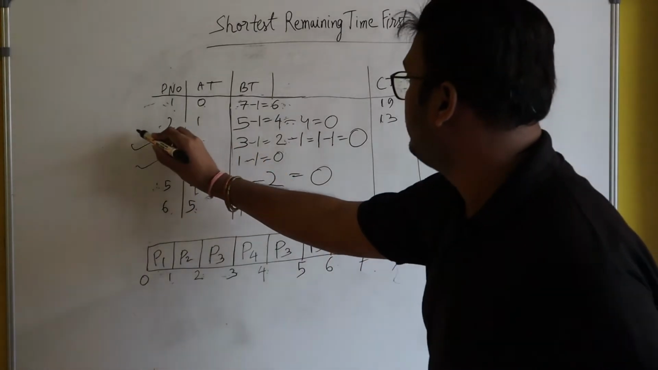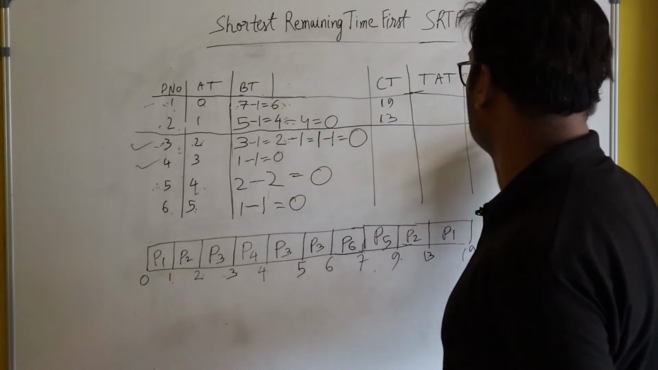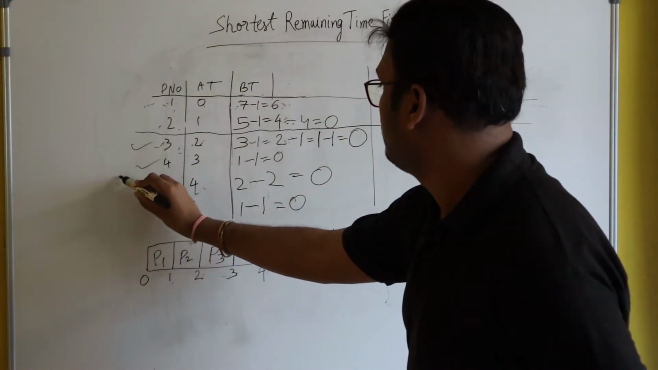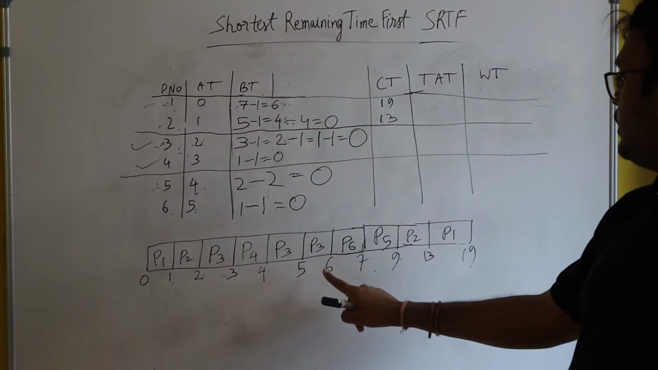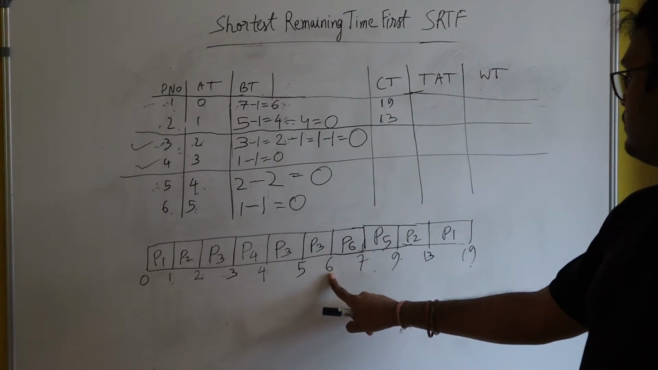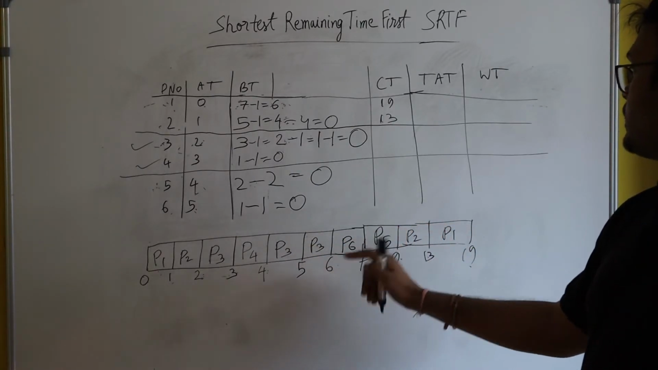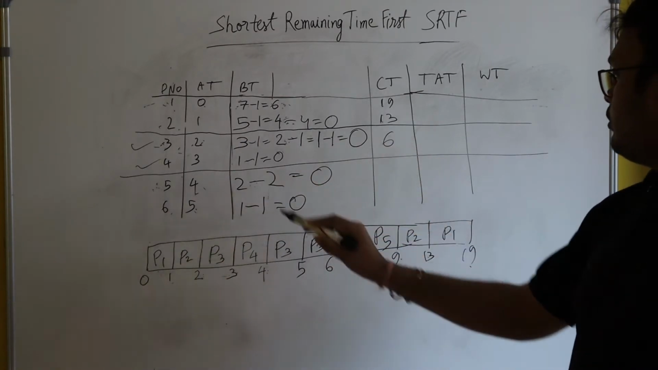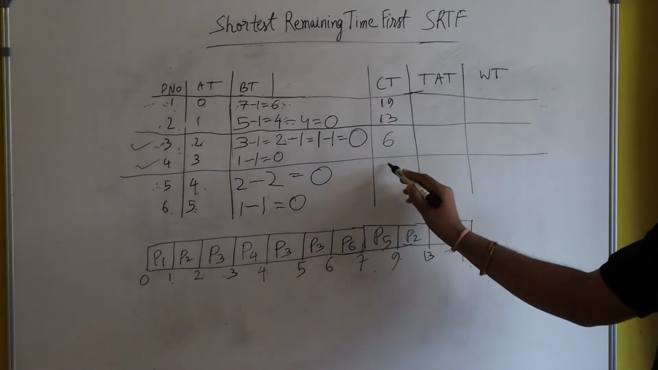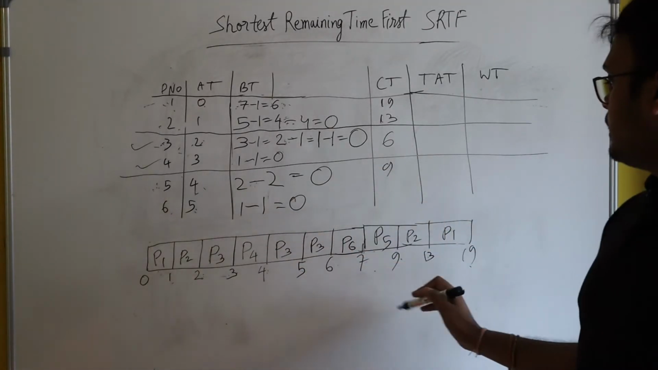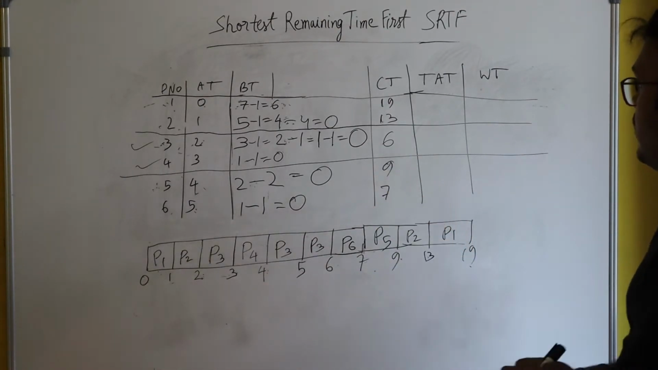Okay, let me draw a line here, else you may get confused. The completion time of P3 is 6 seconds. If you see from here, P3 is completed at 6 seconds. Then for P5, it's 9 seconds. And for P6, it is 7 seconds. So here we have written the completion time.